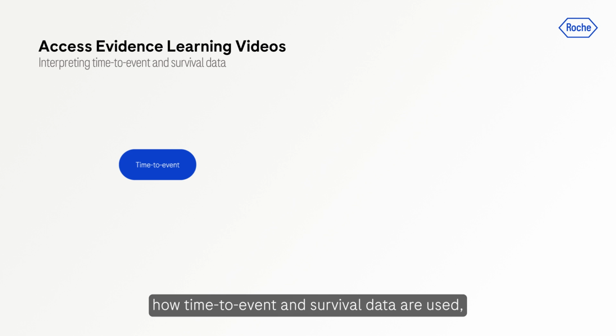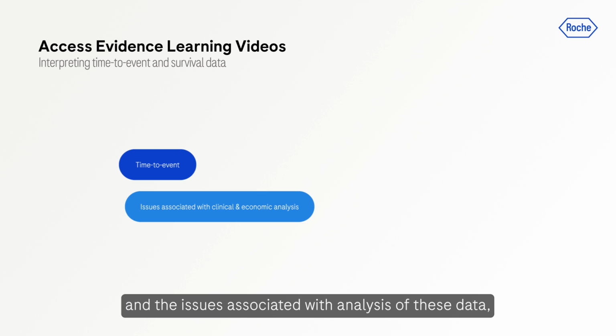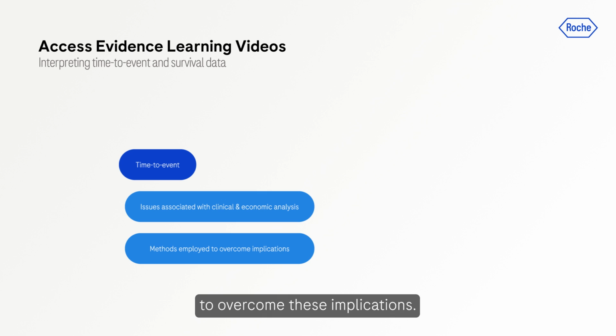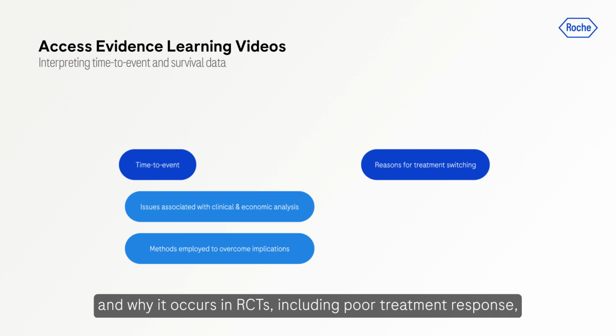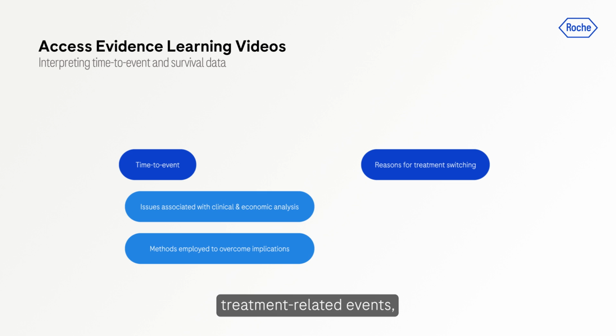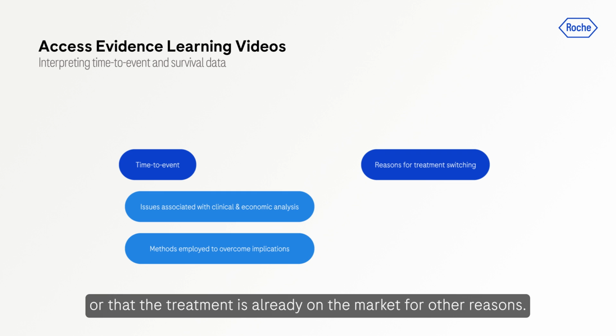In this video we have covered how time to event and survival data are used and the issues associated with analysis of these data, as well as how these issues can be exacerbated by trials where patients are permitted to switch between treatments. We also looked at methods employed to overcome these implications. We also covered what treatment switching is, and why it occurs in RCTs, including poor treatment response, disease progression, treatment-related events, proven efficacy of alternative treatment, or the treatment is already on the market for other reasons.